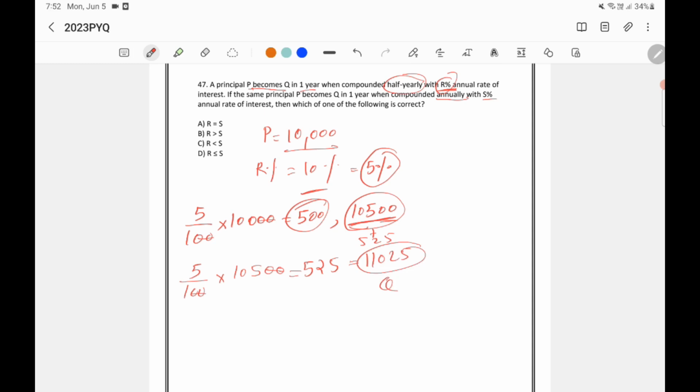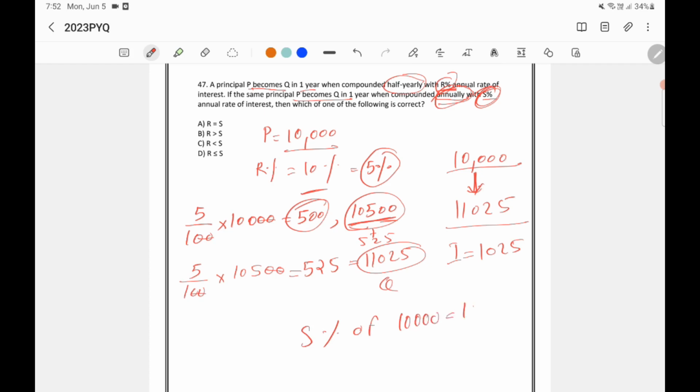Now in the second case, it says that P becomes Q. That means 10,000 is becoming 11,025 itself in 1 year, but it is compounding annually. So we are calculating only one time the interest, and interest is S percentage. So here how much interest did I get? 10,000 becomes 11025. That means my interest is 1025. So here the percentage is S percentage. So S percentage of 10,000 is 1025.